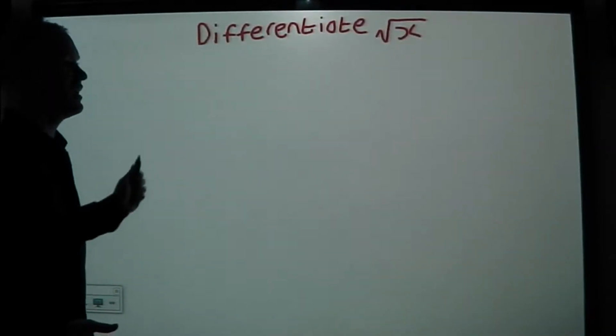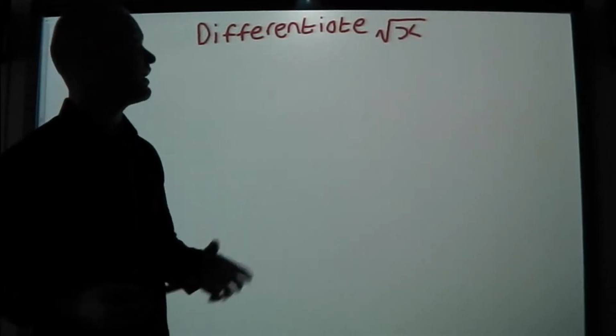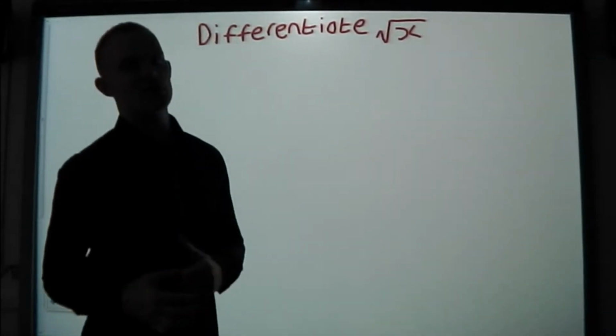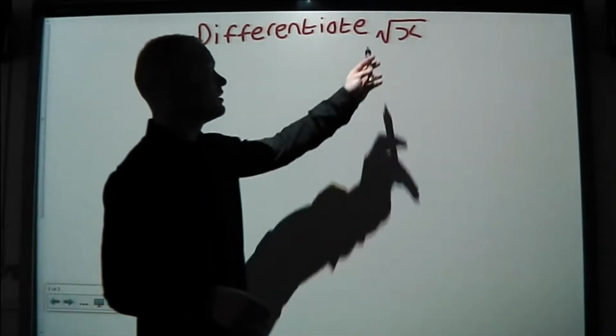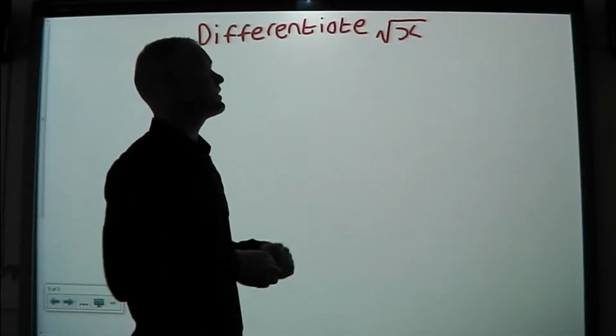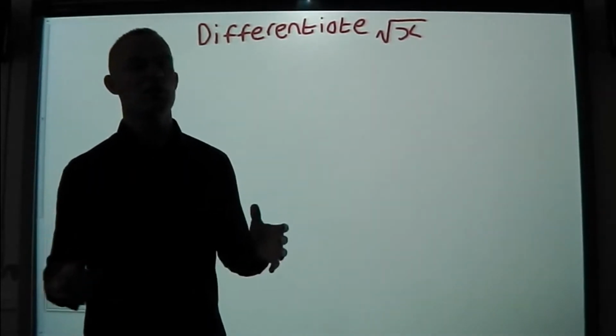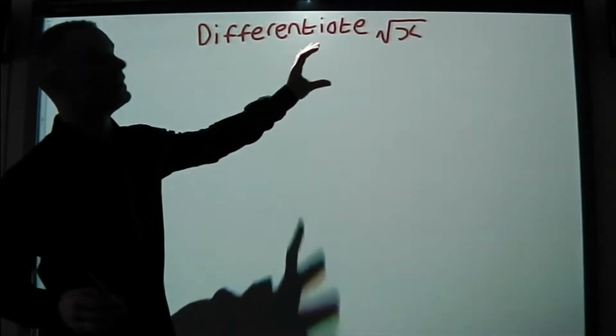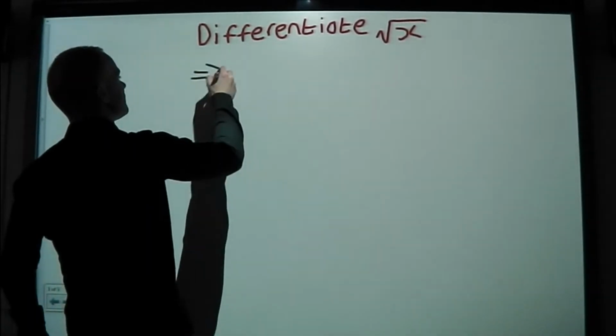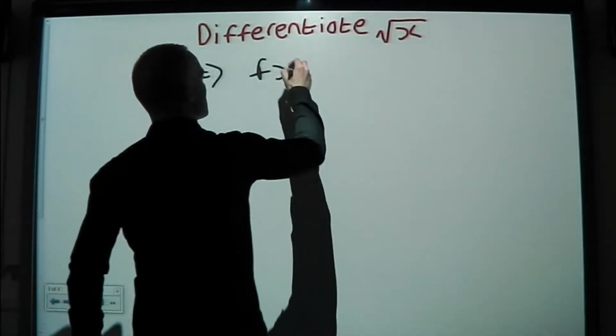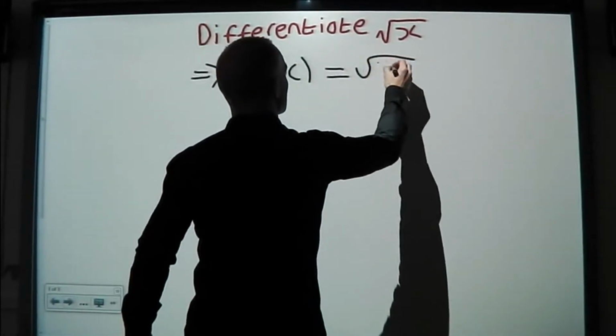The next question is differentiate root x with respect to x. On this question here, it's always better to keep it in the square root, because if we took this out and let x equal to a half, it's actually way more complicated to do it. So we start off by leaving it like this. So that implies f of x is equal to root of x.